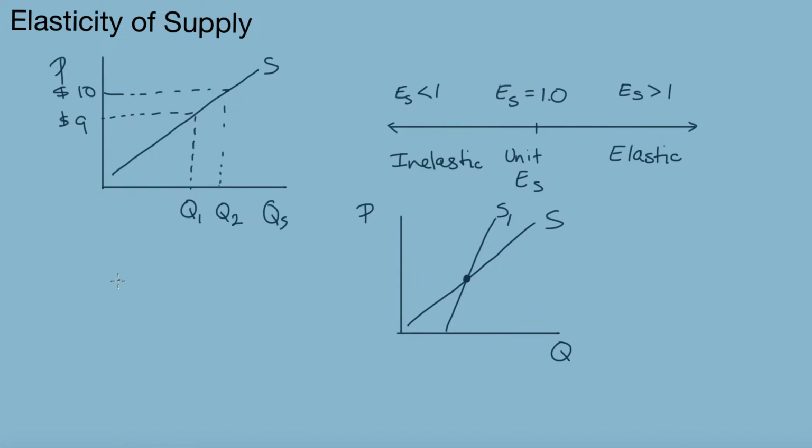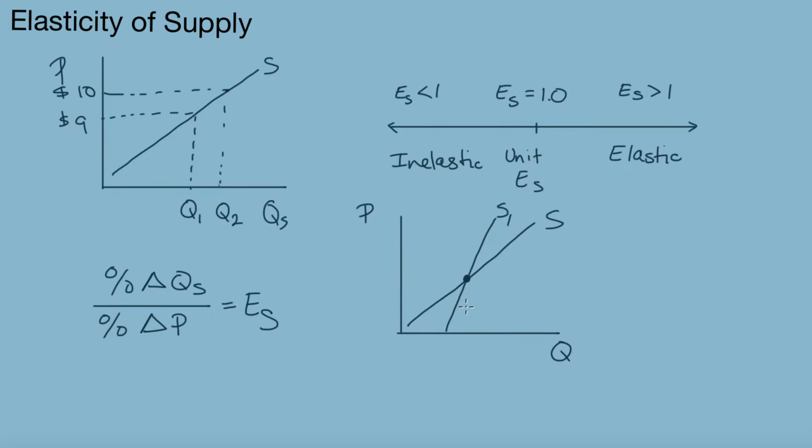So when determining the elasticity of supply, we're going to look at the percent change in quantity supplied divided by the percent change in price. Okay, so this should be very familiar to us at this point. This is going to give us the elasticity of supply.